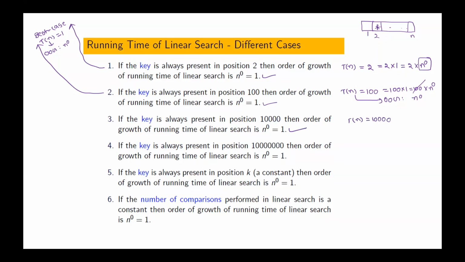If it is the 1 crore position, the number of elements is more than 1 crore, and we know that the key is always present in the 1 crore position, then is the order of growth the same as the best case? Yes, this statement is also true.